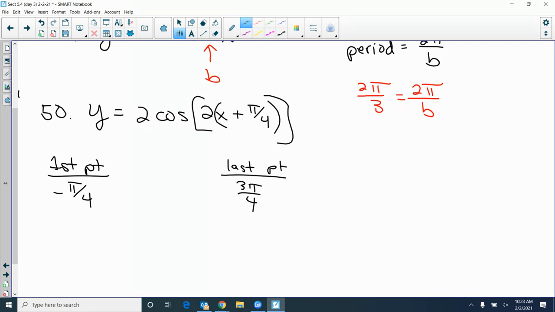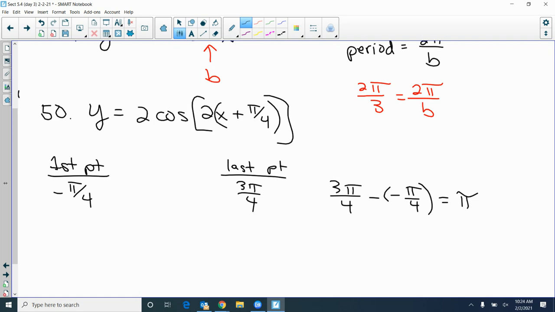So it went from negative pi over 4 to 3 pi over 4. You can subtract. You would take the second point minus the first point, 3 pi over 4 minus negative pi over 4. But however you do it, you're going to get pi. Does that make sense that that's the period? All right, the period is pi.